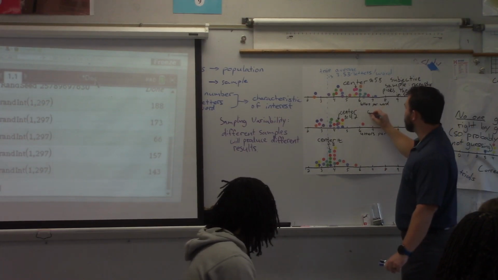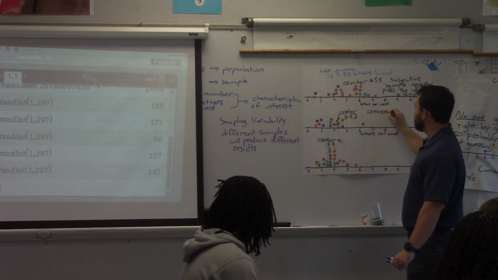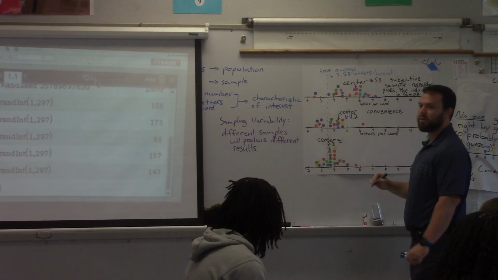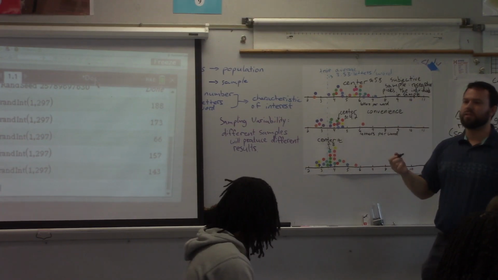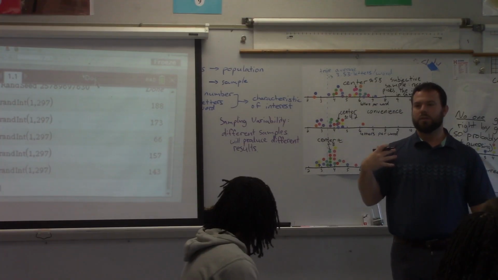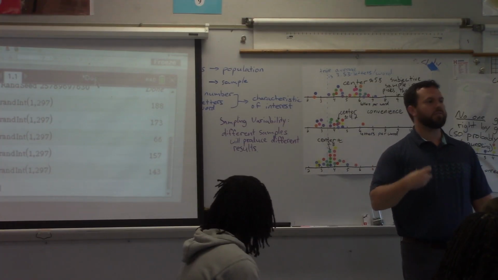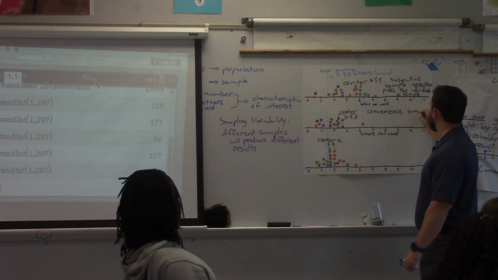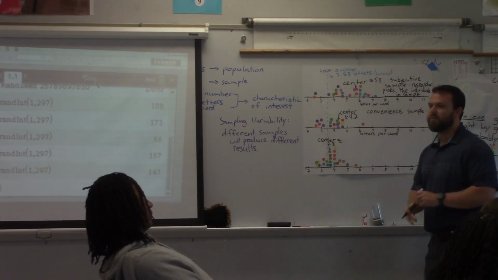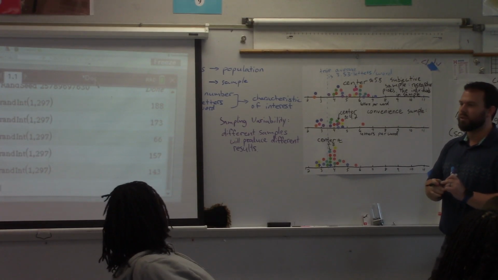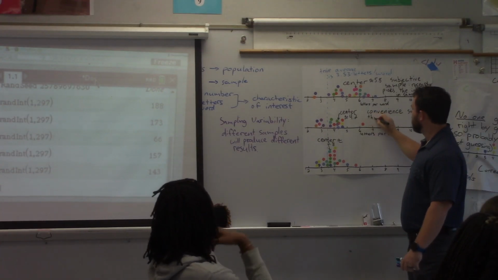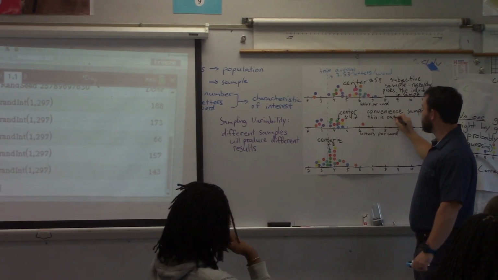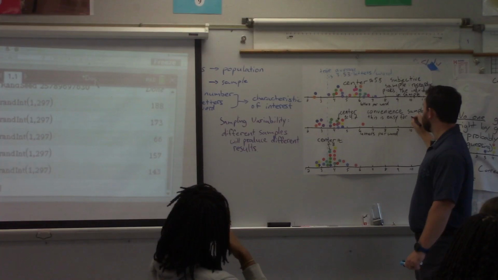A word that we use for easy is convenience. There's convenience stores. Why do convenience stores exist? Because they make your life easy. They're easy to access. You don't have to go all the way to a grocery store. So this is a convenience sample. What do we mean by convenience sample? This is convenient, which is easy, easy for researchers.